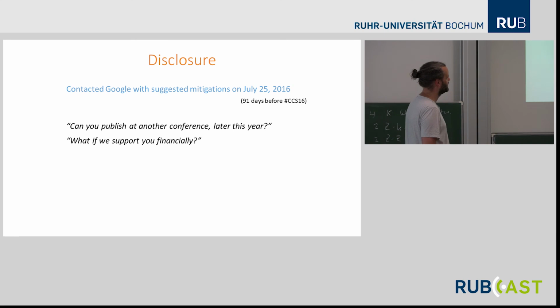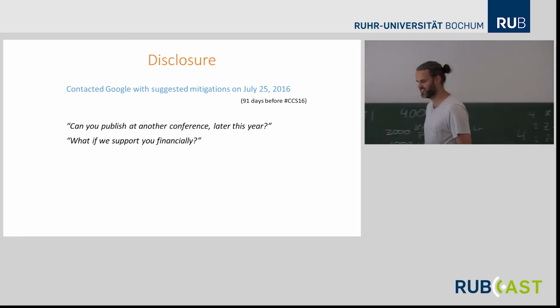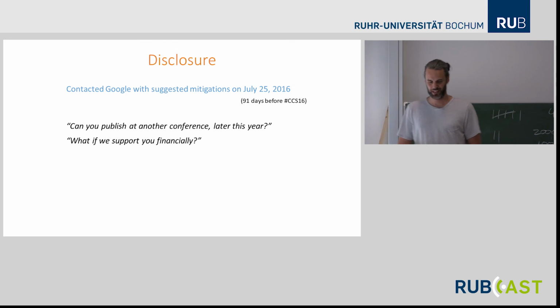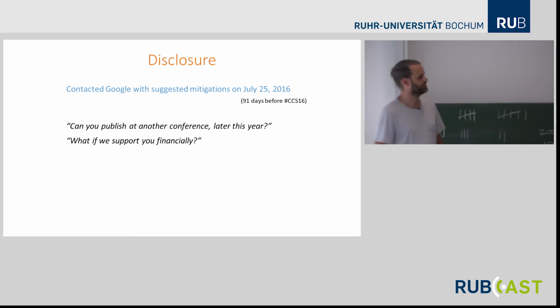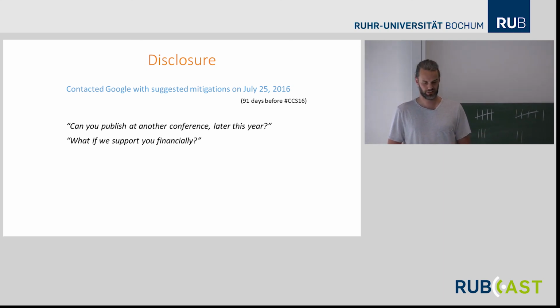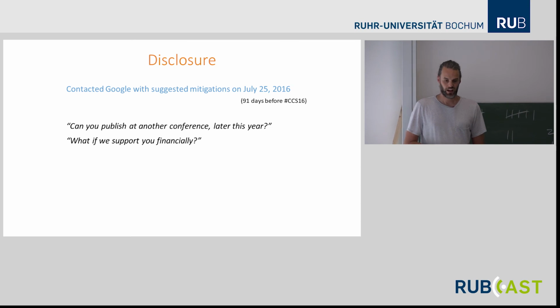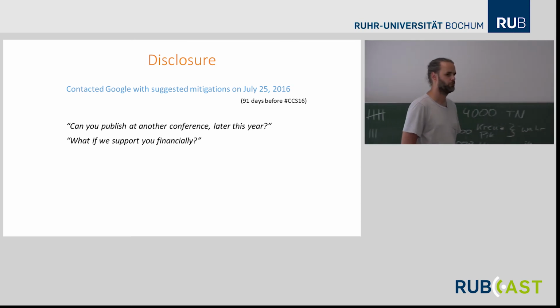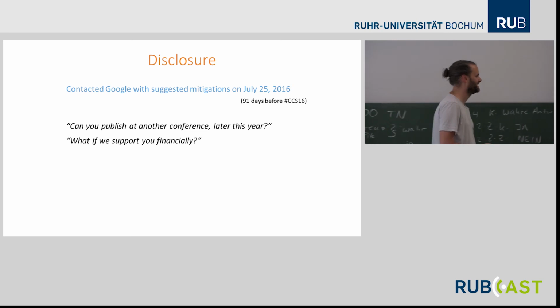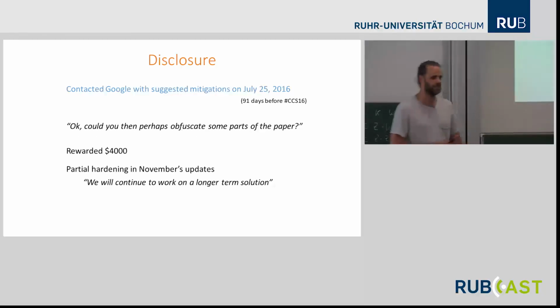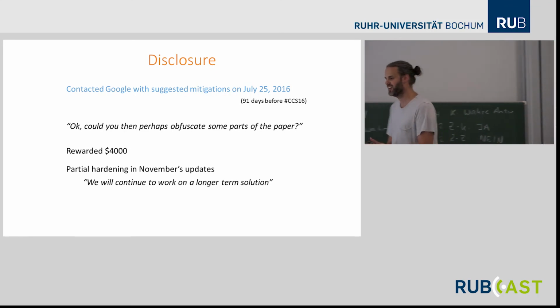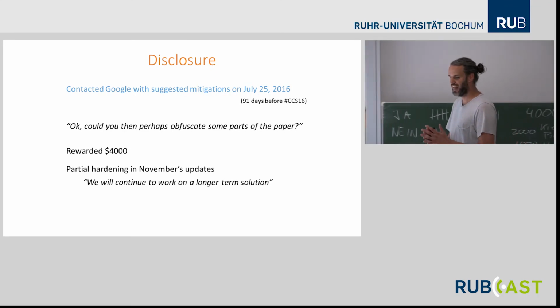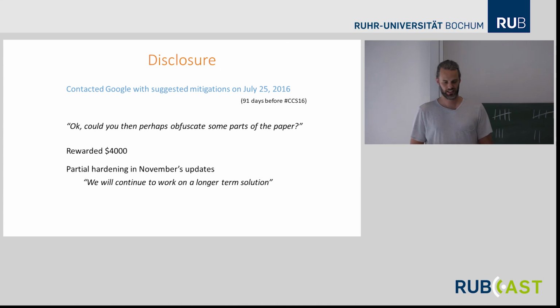And then at some point we had a video call with the Google guys, and then they were asking, yeah, maybe can you publish in another venue later this year, so we have more time to fix it. But the paper was accepted at CCS, which is a pretty decent venue, I would say. So we said no. And then they said, yeah, what if we throw some more money at you? We also said no. And then the best part was, maybe, then if you cannot submit to another venue, can you obfuscate some part of the paper so that it's harder for other people to replicate your research? No, we also didn't do that.